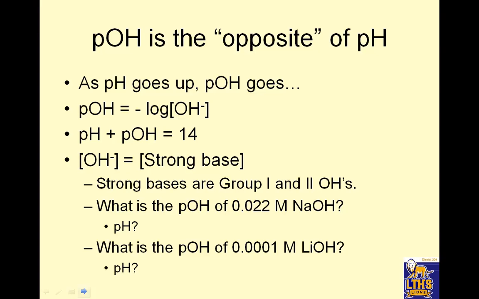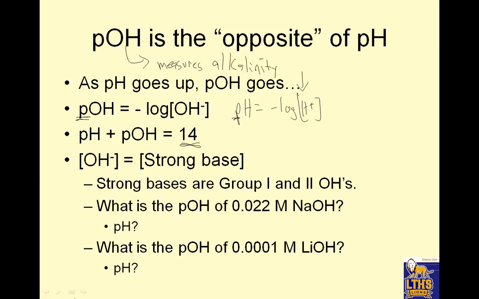pOH is the opposite of pH. As pH goes up, pOH goes down. pOH measures basicity. And I'm going to call it alkalinity. Okay, so pOH measures alkalinity, basicity, and a low pOH means it's very basic. Okay, pOH equals negative log of OH negative. That's pretty much the same thing. Remember, pH equals the negative log of H. So I think we've now learned that little p means negative log of something.